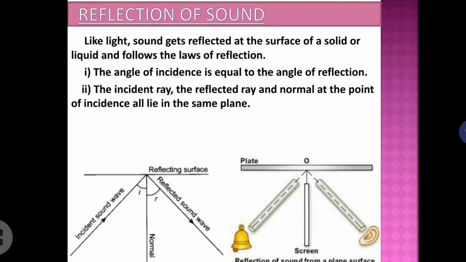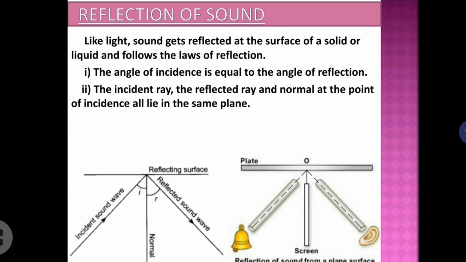The next figure represents an activity to prove these laws of reflection. That means sound also obeys the laws of reflection. You can check it using two paper pipes or PVC pipes. If you have PVC pipes, fine, otherwise simply by folding paper into pipe form, you can do this activity. Just keep the two pipes near a wall, and at one end of the first tube, you have to keep a source of sound. You can have a small alarm clock or a vibrating mobile phone, something like that. And through the second tube, you try to listen to that small feeble sound.